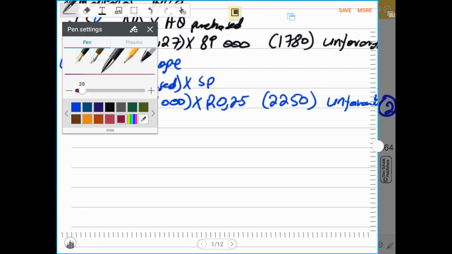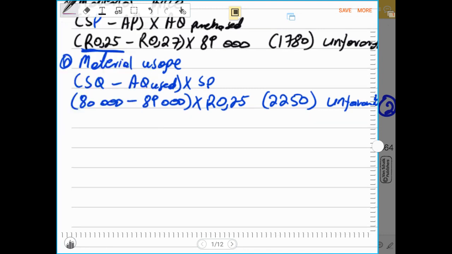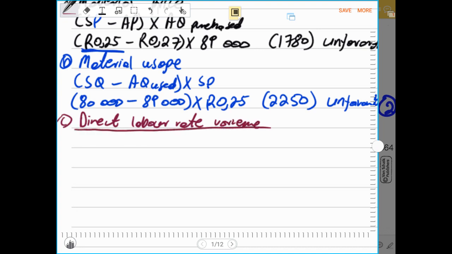Then we go to the next variance, which will be the labor variance. The third variance will be the direct labor rate variance. Please do write that as a variance. We know that the direct labor rate variance is the standard rate minus the actual rate, times the actual hours.